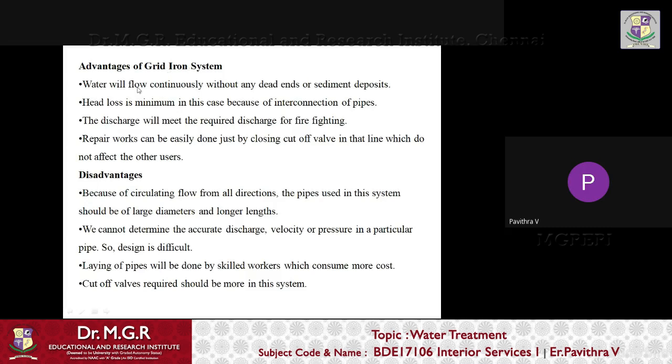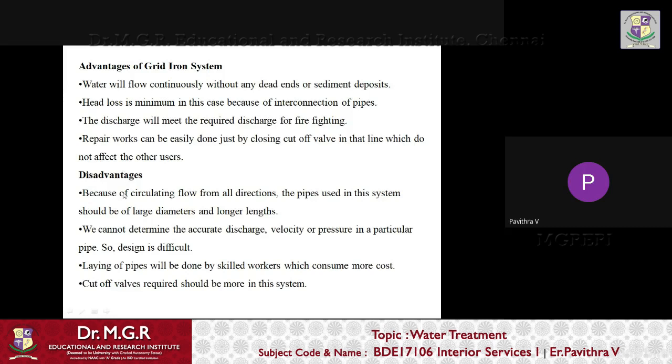The advantages are that the water will be flowing continuously. Since there are no dead ends in this system, there are also no sediment deposits. Head loss is minimum because of the interconnection of pipes. The discharge will meet the required discharge for firefighting, and repair work can be easily done just by closing the cutoff valves in that line, which does not affect the other uses. So if repair work is going to happen in any line, I just use the cutoff valve to close that line, and it will not affect the other uses.